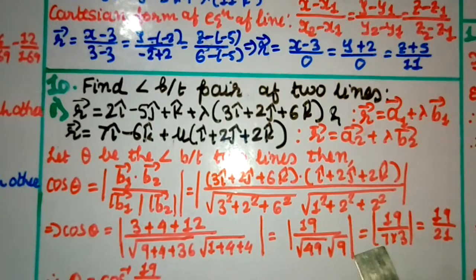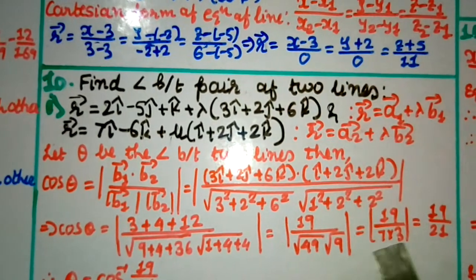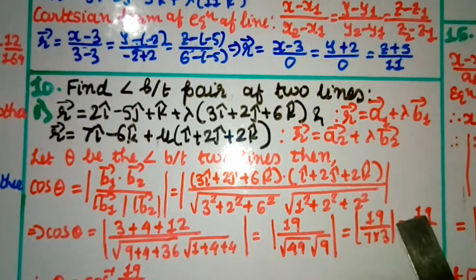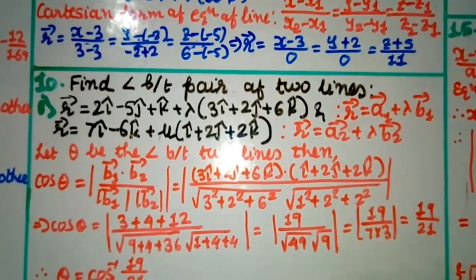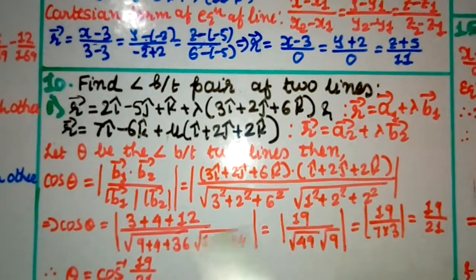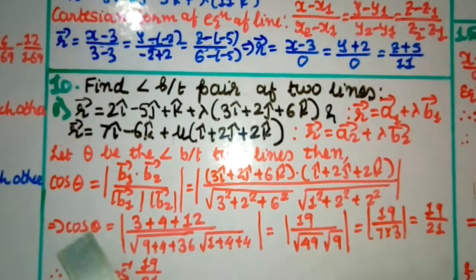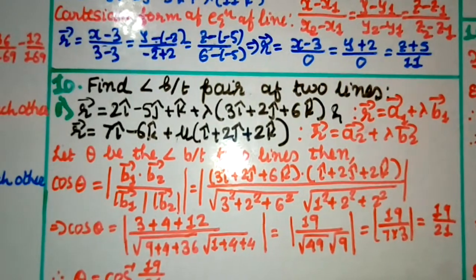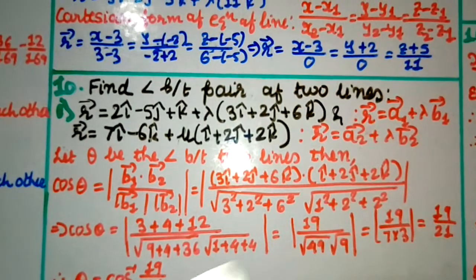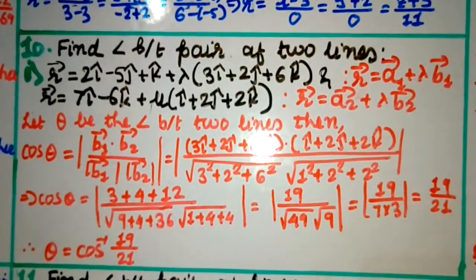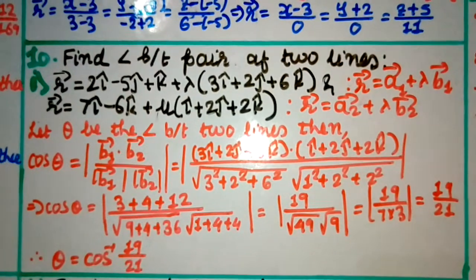Square root of 49 is 7 and square root of 9 is 3. So 7 into 3 is 21, and here 19. Both are positive, so just take the positive value. Now here cos theta equals 19 by 21. If you transfer cos over here, you get theta equal to cos inverse of 19 by 21. The second part, similarly, you can try yourself.